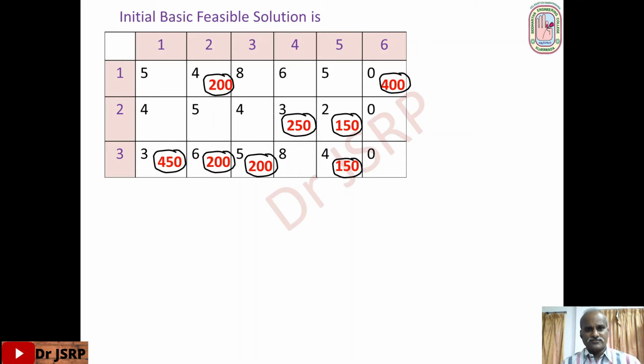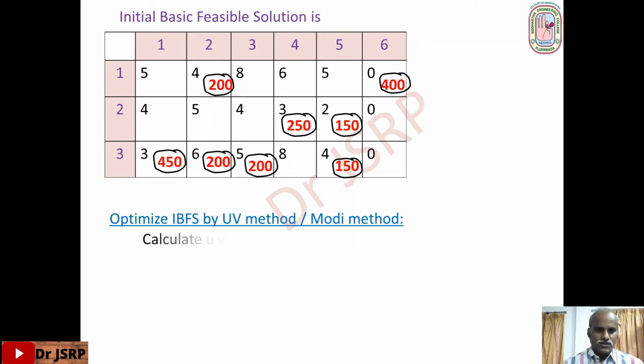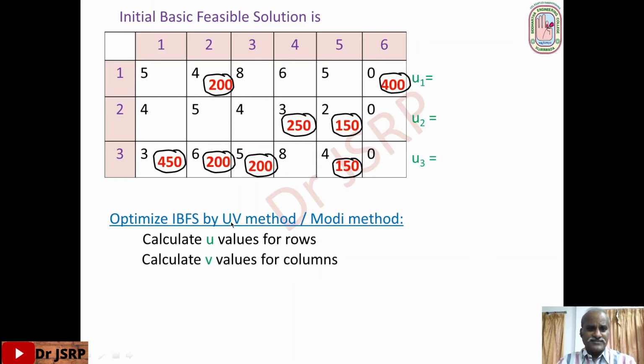Modi method. So what is UV method? Calculate U values for rows. For row 1, U1, for row 2, U2, for row 3, U3. And calculate V values for columns. V1 for column 1, V2 for column 2, V3 for column 3, V4 for column 4, V5 for column 5, V6 for column 6.